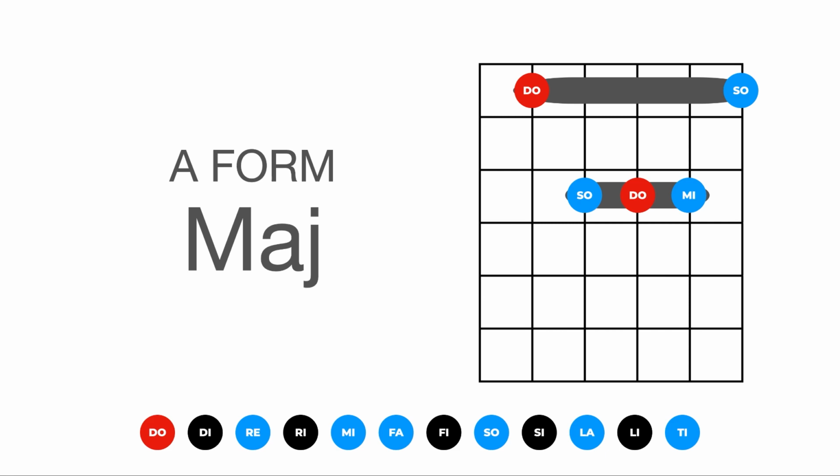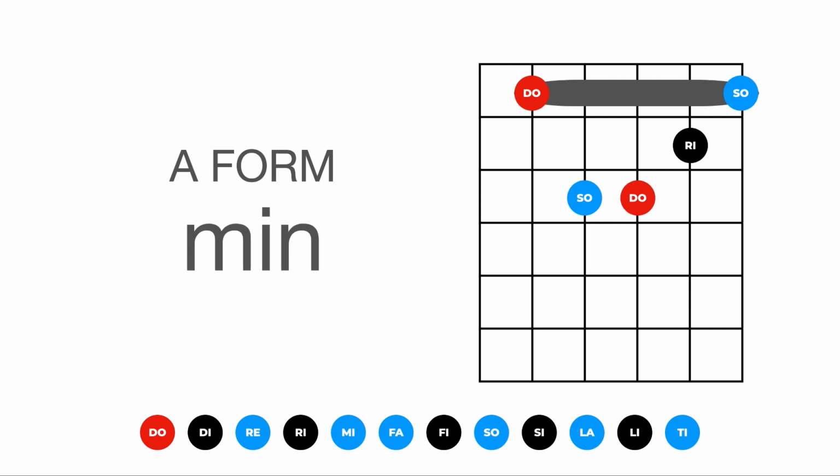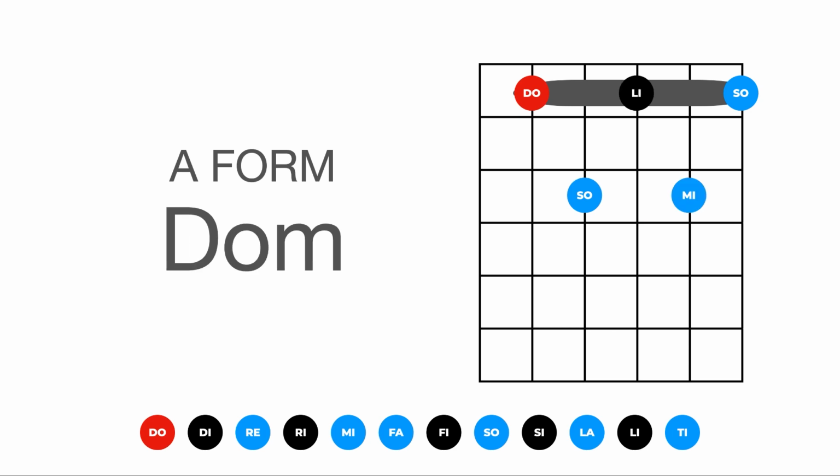So if we do the A form, the A minor form, and the A7 form, that would be do, so, do, mi, so, with the bars. And then you've got your do, so, do, re, so, your 1, your 5, your 1, your flat 3, and your 5. And your dominant would be your 1, your 5, your flat 7, your major 3rd, and your 5 again. So do, so, li, mi, so.